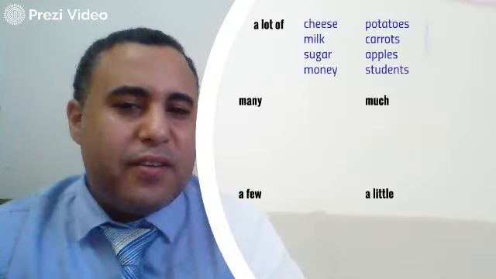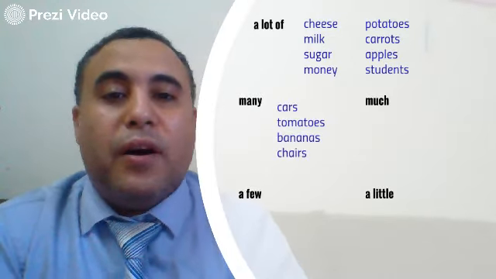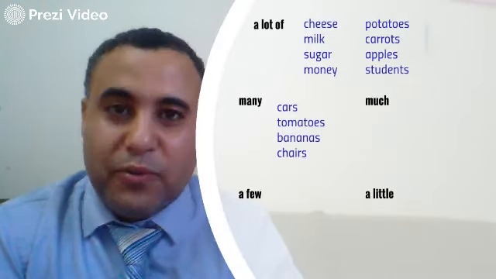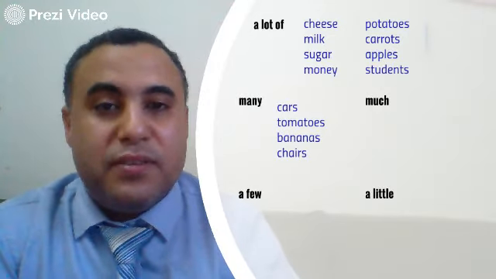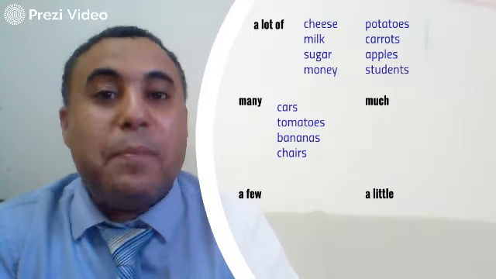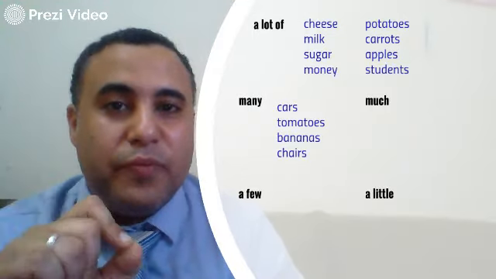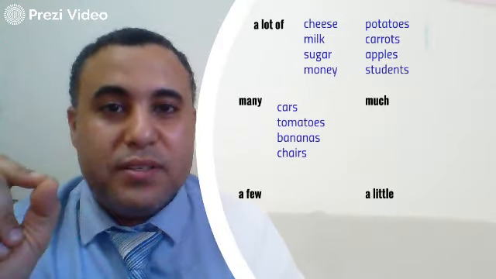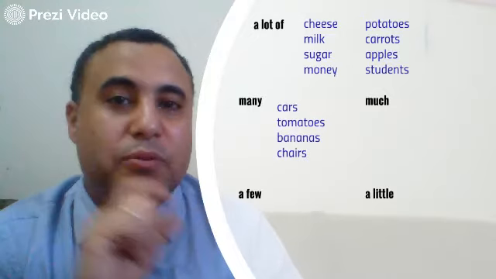On the other hand, many and much are different. Many is used with countable nouns. We can say many cars, many tomatoes, many bananas, many chairs. We said that many and a few, we use them with countable nouns. Much and a little are used with uncountable nouns.